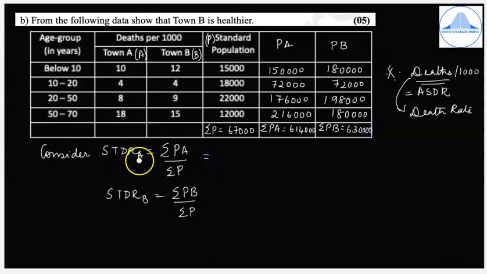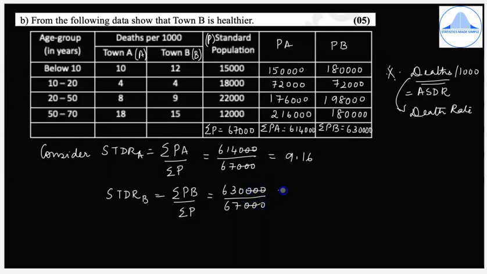So now let's substitute. So STDR of A is equal to 6,14,000 divided by 67,000, which simplifies to 9.16. And STDR of B, summation PB by summation P, which is 6,30,000 divided by 67,000. So you get 9.40.